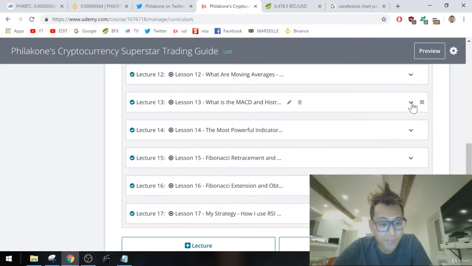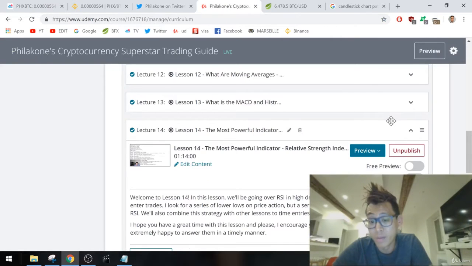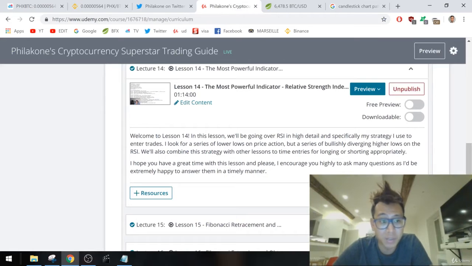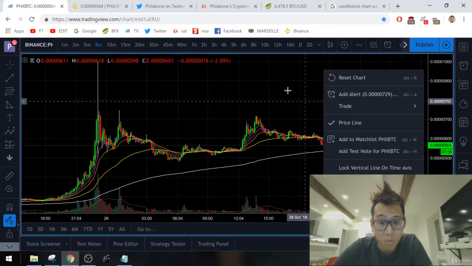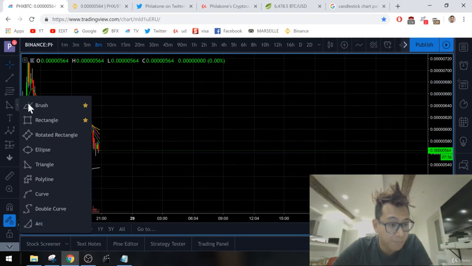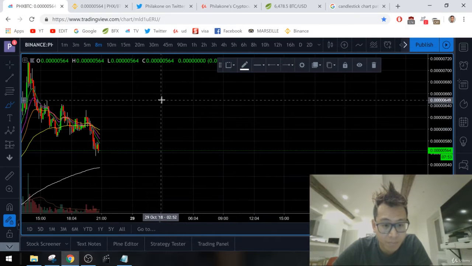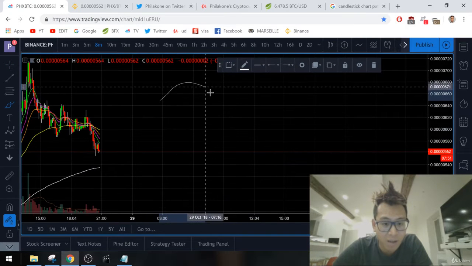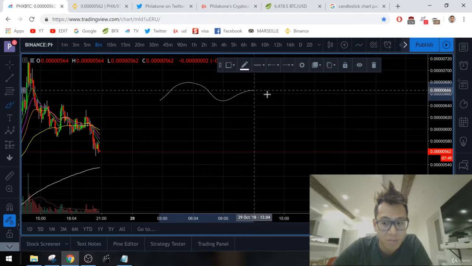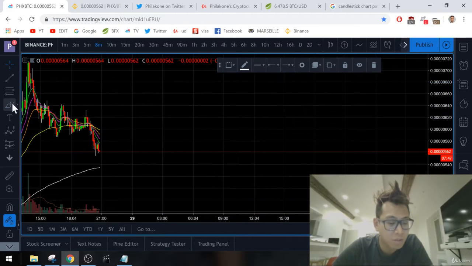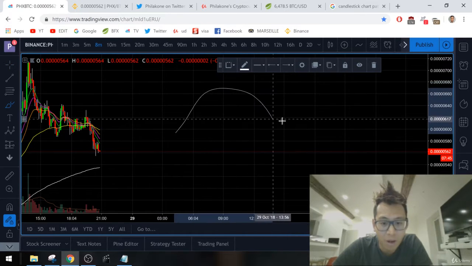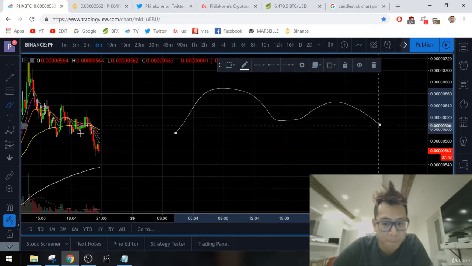So other than that, let's move on. RSI, the most powerful indicator. You guys know exactly how I feel about RSI. We can get a series, for example, this is my favorite one, right? We get a high, okay? And then we get a low, something like that. We get a high on our side, then we get a low, just like that.